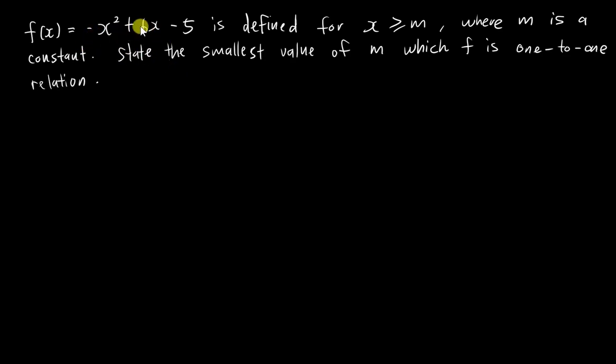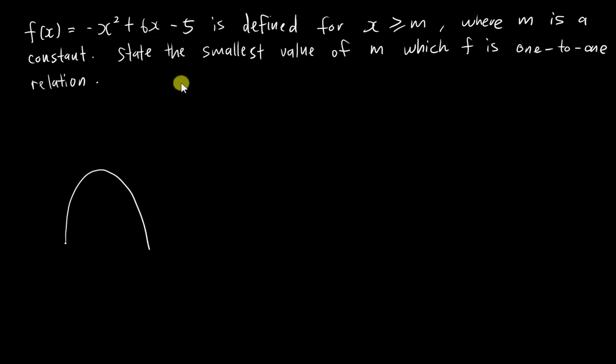f(x) equals negative x squared plus 6x minus 5 is defined for x bigger than or equal to m, where m is a constant. State the smallest value of m for which f is a 1-to-1 relation. Basically, we know about this quadratic equation. When we see the coefficient of x squared is -1, it's a negative graph, so we will get a graph that looks like this.